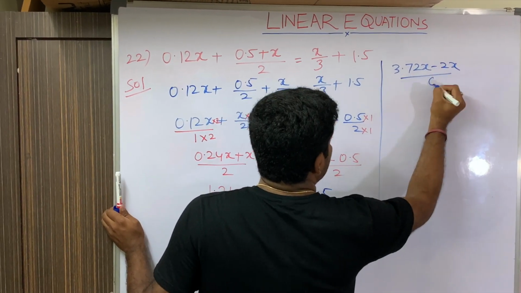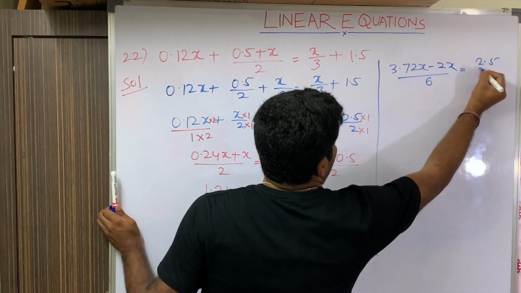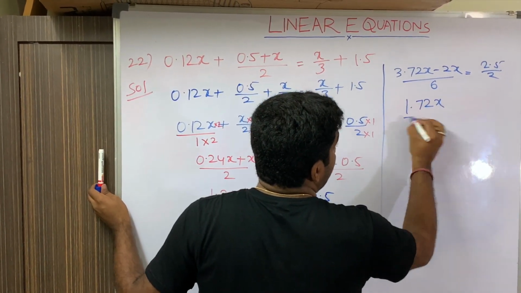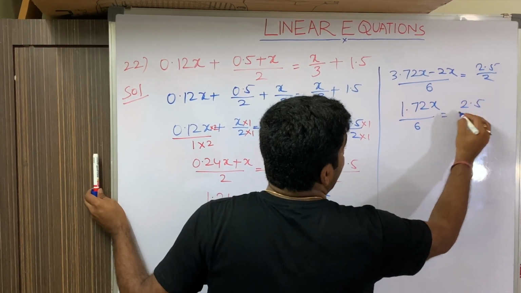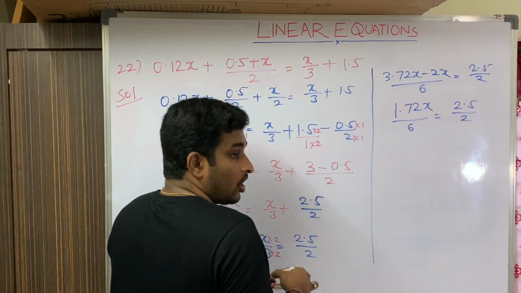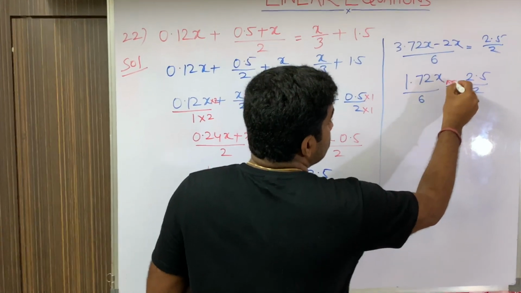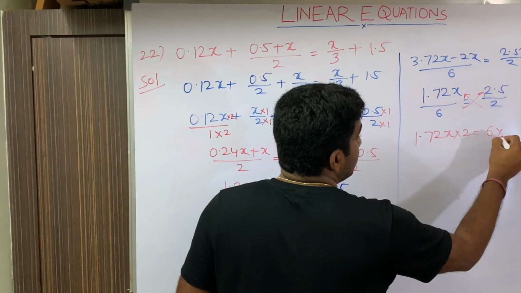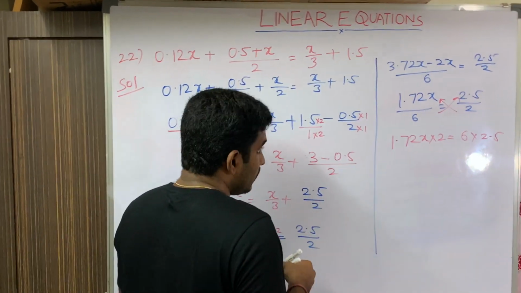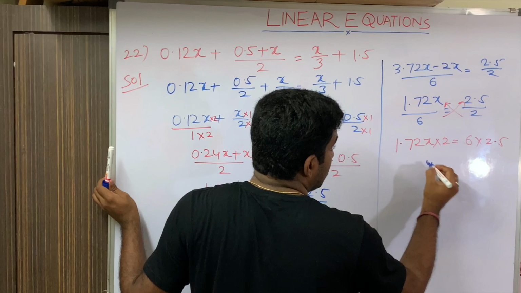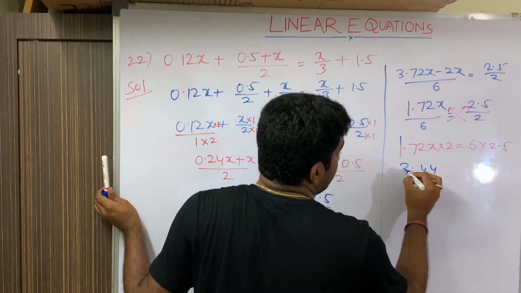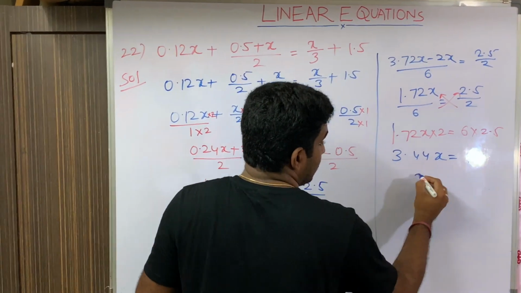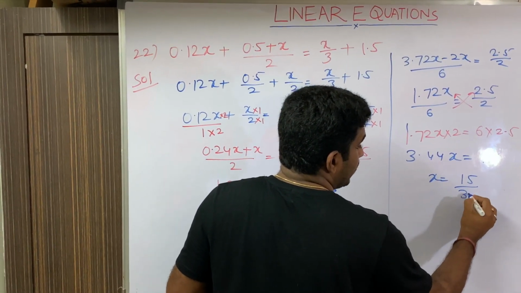3.72x minus 2x by 6 equal to 2.5 by 2. 3.72x minus 2x will become 1.72x by 6 equal to 2.5 by 2. Then to solve this equation, we have to cross multiply both. 1.72x into 2 equal to 6 into 2.5. 1.72x into 2 will become 3.44x equal to 6 into 2.5 will become 15. Then x equal to 15 by 3.44.